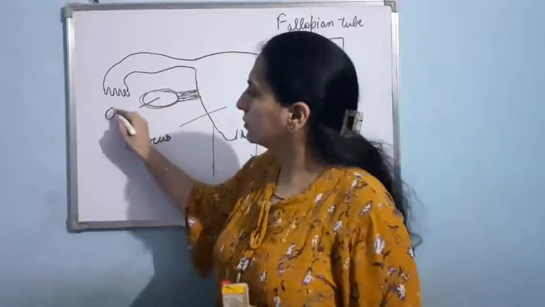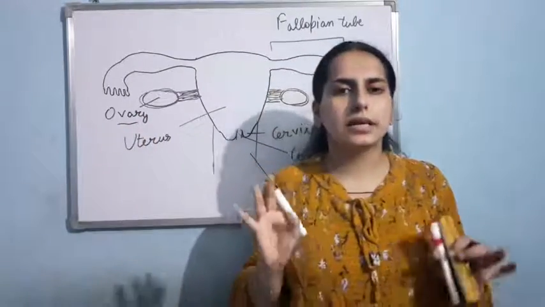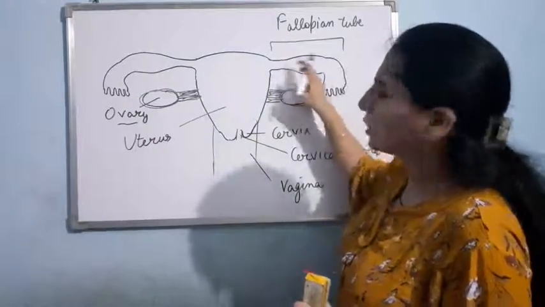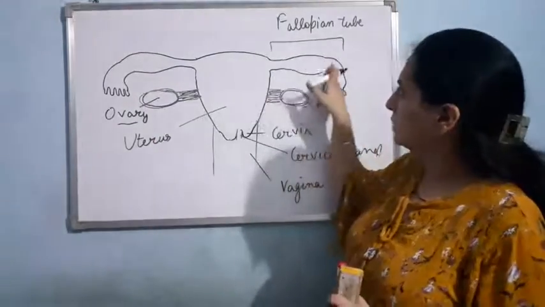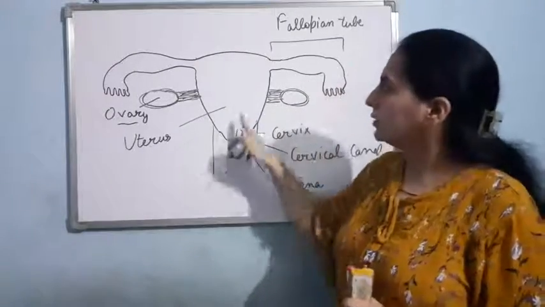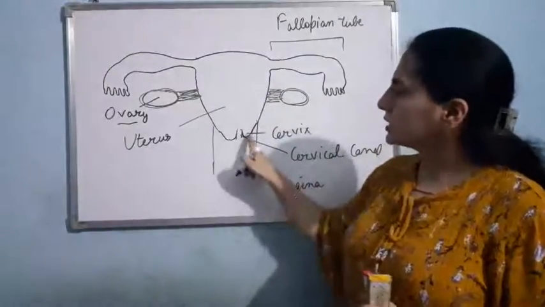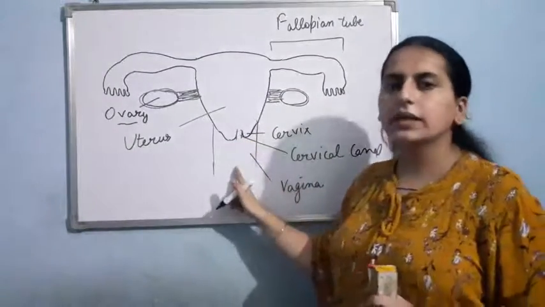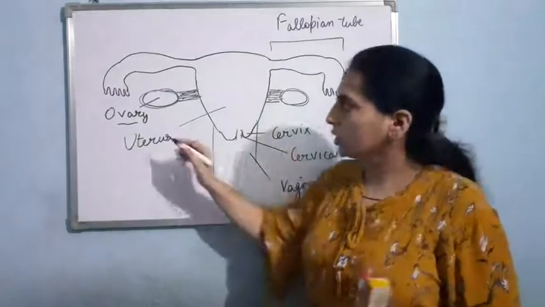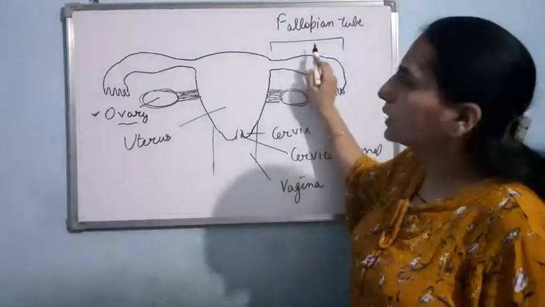Ovary. The structure of the ovary we have discussed in yesterday's lecture. Second is the fallopian tube. Today we will discuss this structure. The fallopian tube is also known as the oviduct. Third is the uterus. Fourth is the cervix. And the last one is the vagina. So one by one we have to discuss these structures. The ovary we have done. Let us talk about the fallopian tube.